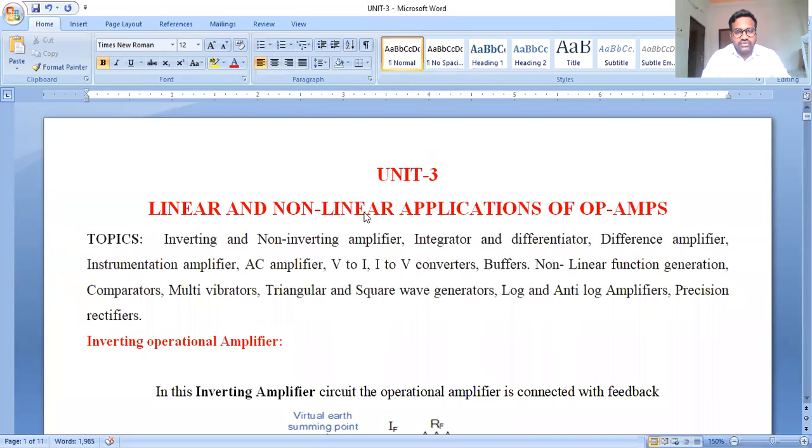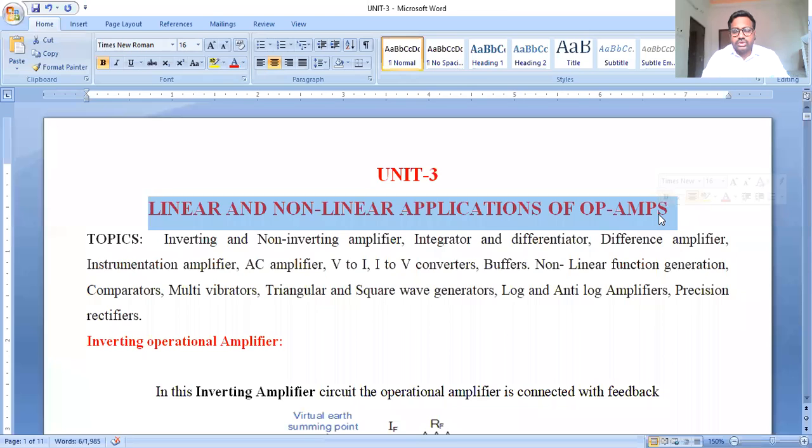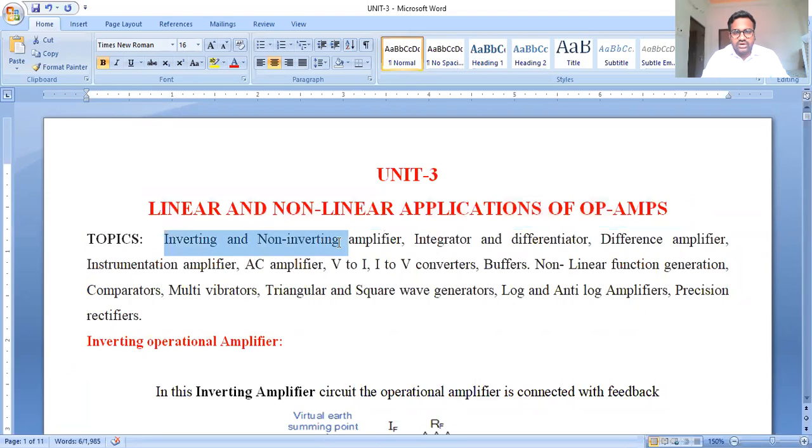The third chapter is linear and non-linear applications of operational amplifiers. That means here we use the operational amplifier in a linear way and a non-linear way. We will discuss inverting and non-inverting amplifiers, integrators and differentiators, and differential amplifier applications.